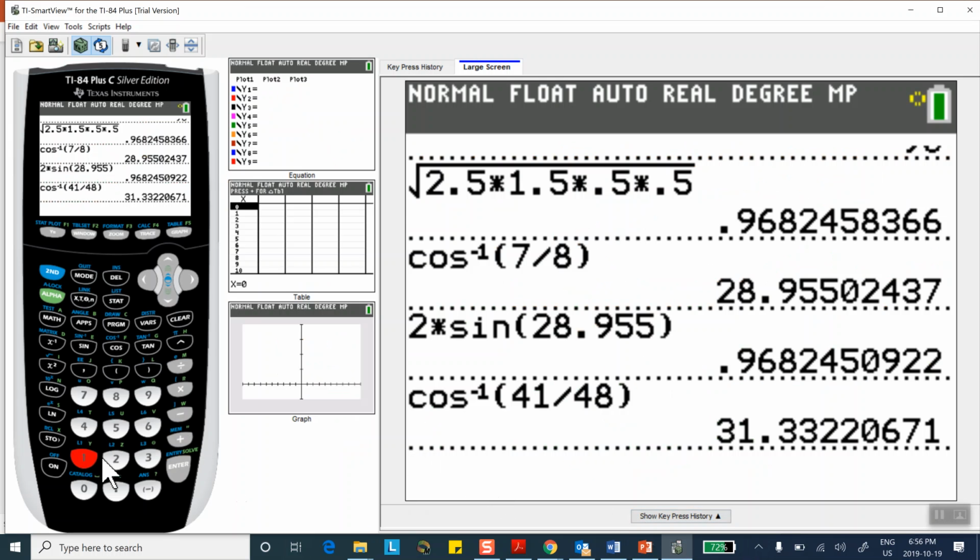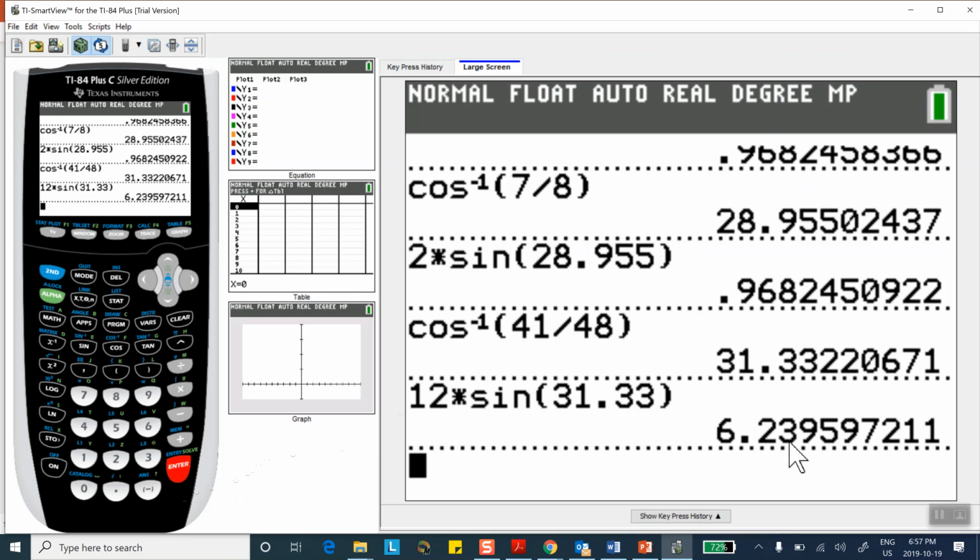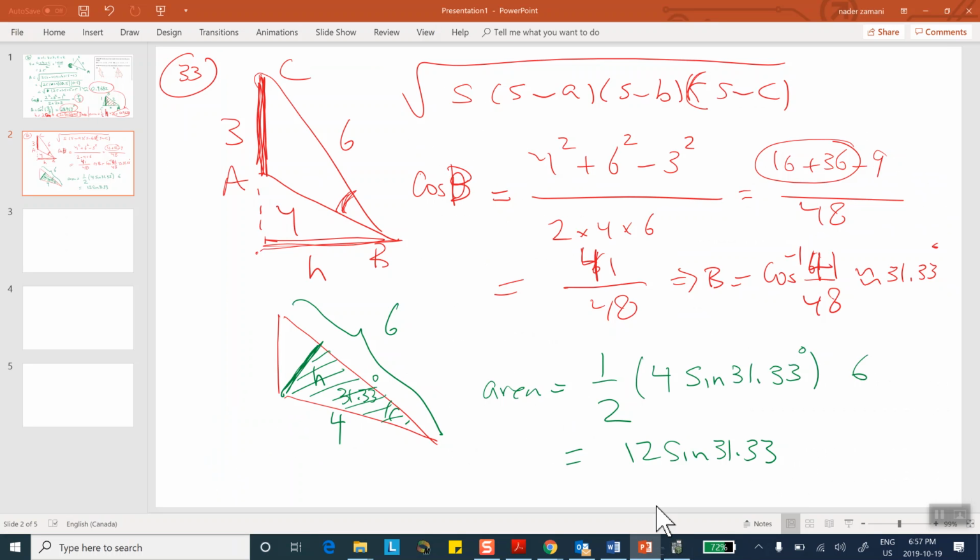Let's go to 12 times sine of this angle, 31.33. Approximately 6.24.